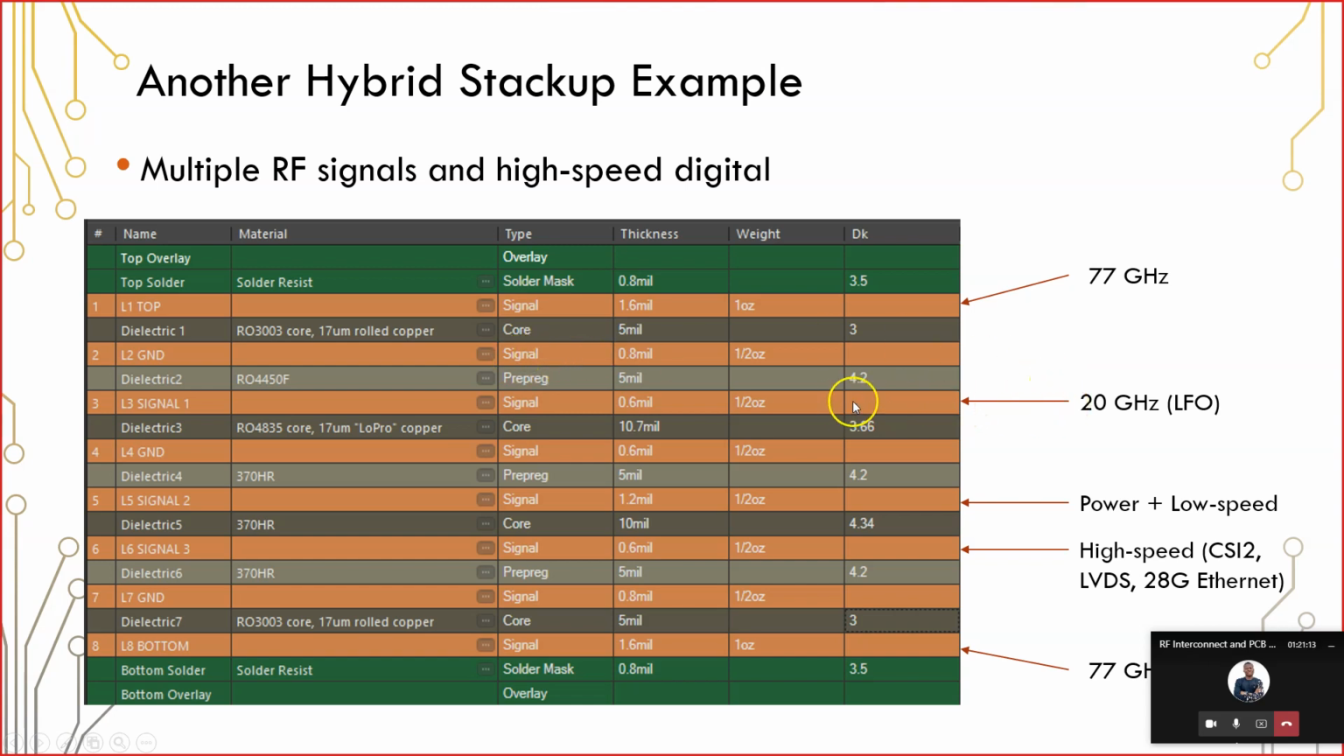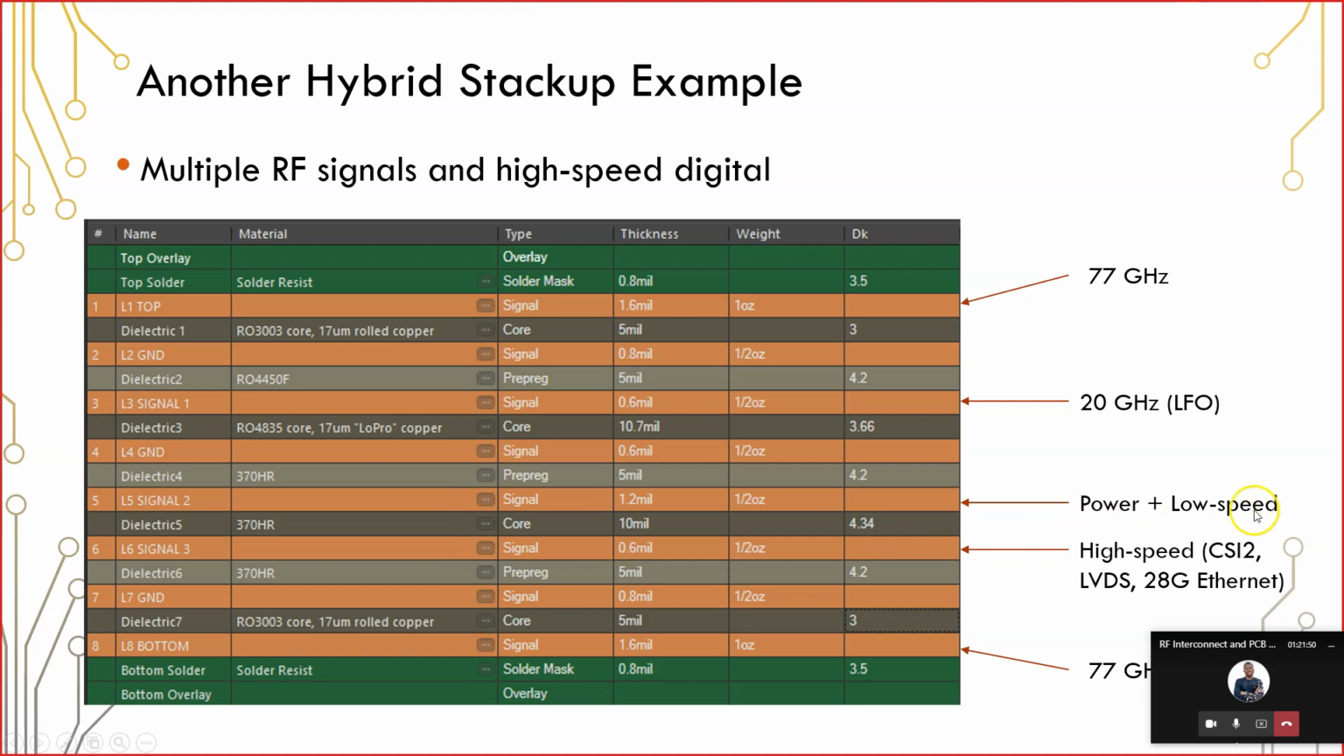And then on L3, we have 20 gigahertz. So we have lower frequency signals being routed here on layer 3. Now in layer 3, where we have this 20 gigahertz signal, this low frequency oscillator is used to synchronize multiple transceivers on the top layer. And so there was a lot of 20 gigahertz routing on this board, and because of that, we needed to have 20 gigahertz on its own layer. And then you notice that we shield that 20 gigahertz layer from the other layers using these ground regions.